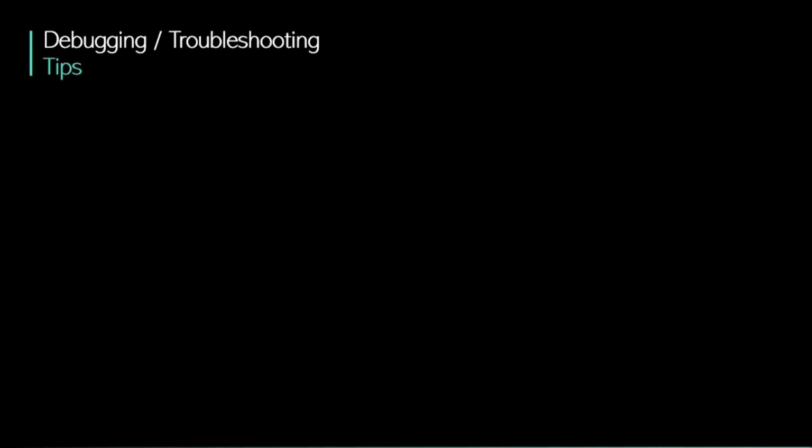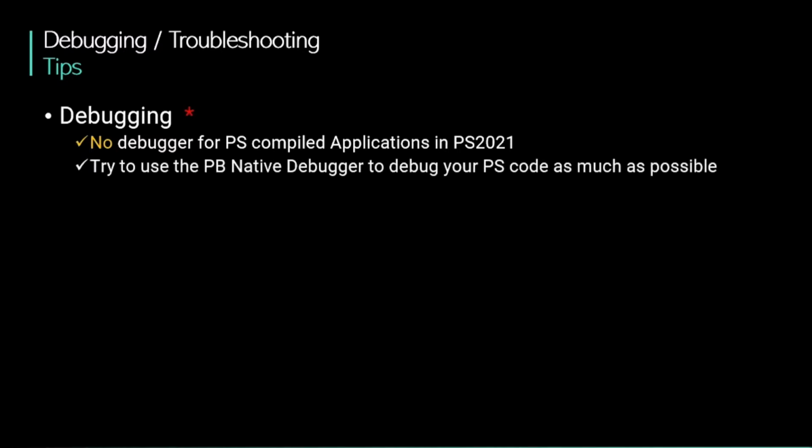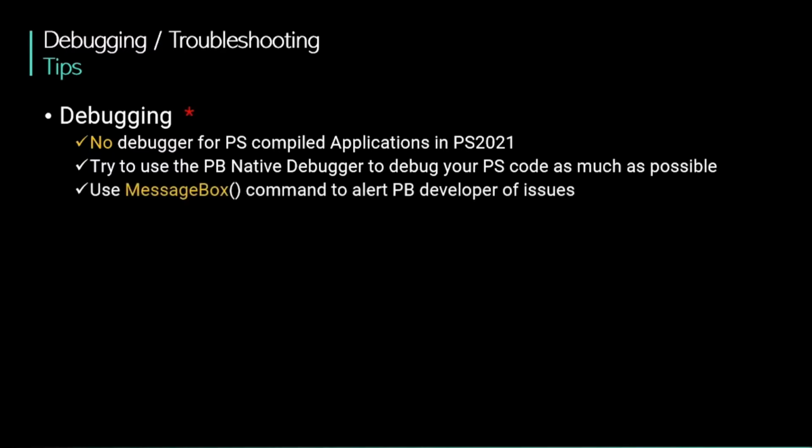Don't type it in. So, tips on debugging and troubleshooting. Again, there's no debugger in the current version of PowerServer 2021, even the maintenance release build 1311. Without the debugger, you're going to have a tougher time to locate application issues. Try to use the PowerBuilder native debugger to debug your PowerServer code as much as possible before you actually deploy the PowerServer application. Use the MessageBox command to alert the PowerBuilder developer of issues.